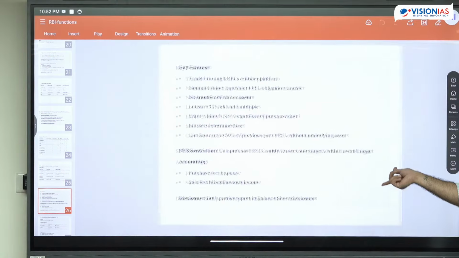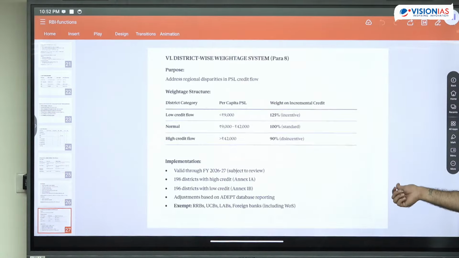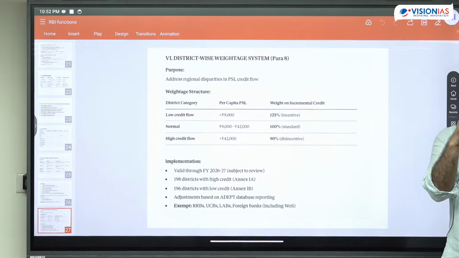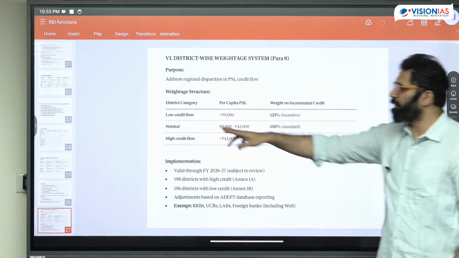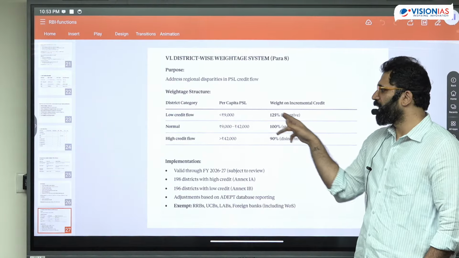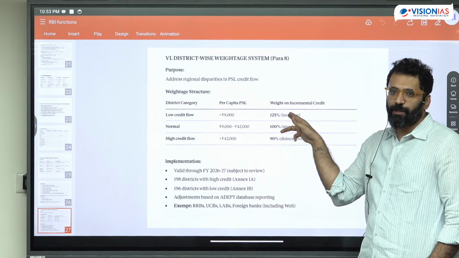This is the features where they are traded and where they are not. This new addition which they added last year was, in order to increase the bank loans to particular districts which have low penetration, they said if you make a low credit flow per capita PSL here, the weight on the loan I'm going to add as 1.25.